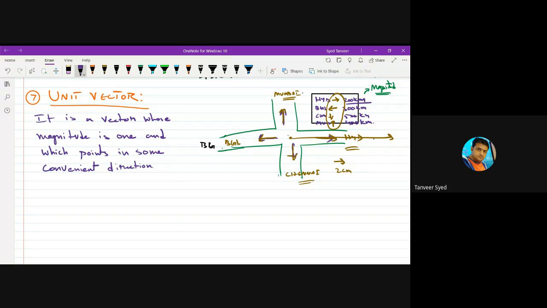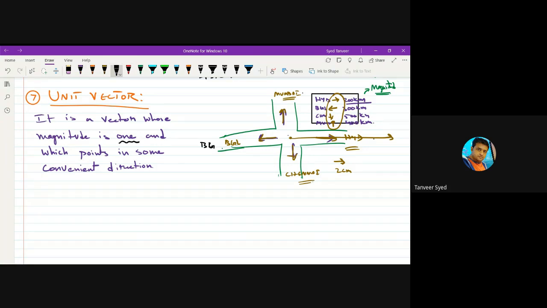So first of all, note one thing, unit vector is a vector, and the moment I say vector, two things should come to your mind. One is it should have some magnitude. Second is it should have direction. Now what is the magnitude of this unit vector? It is 1. Magnitude is 1.